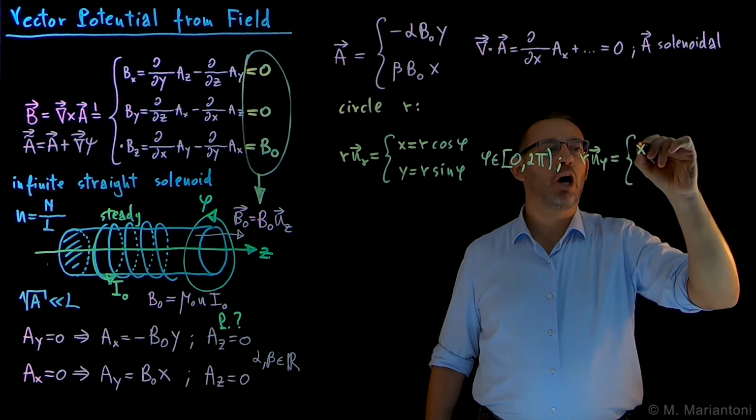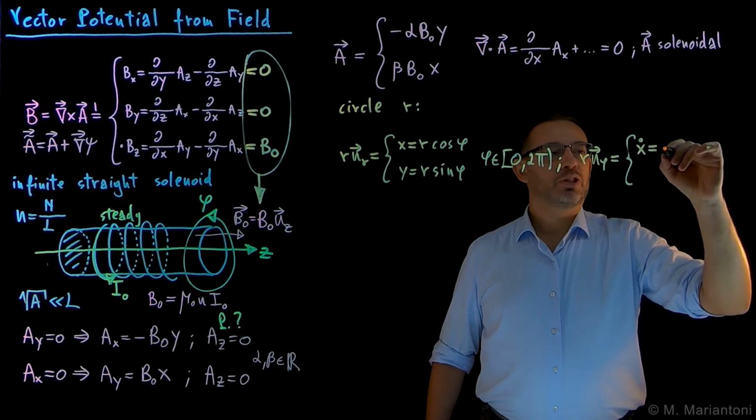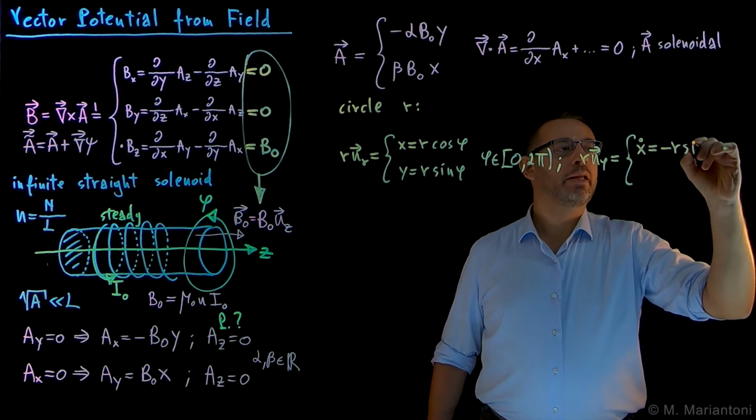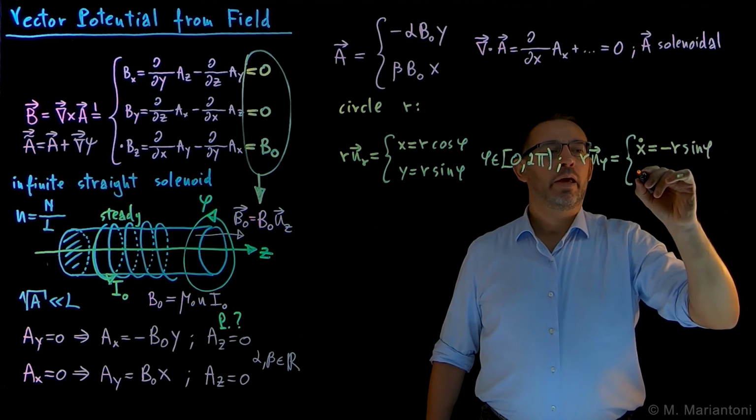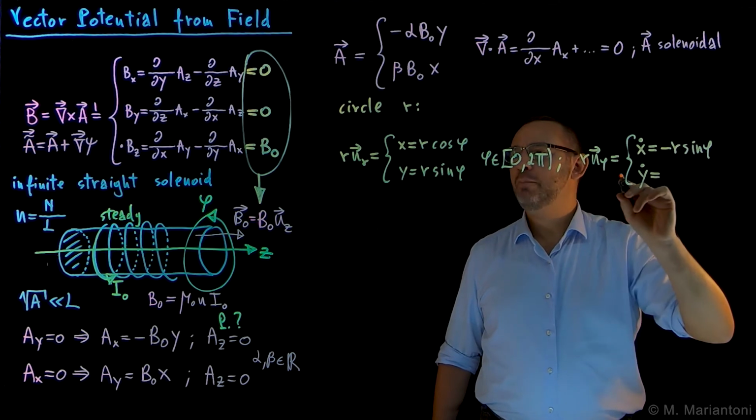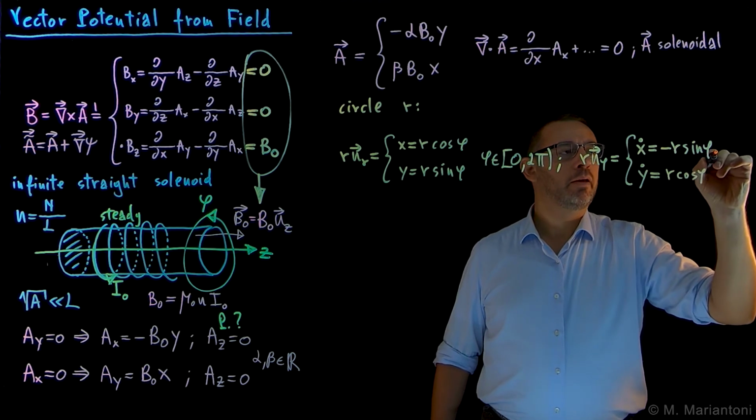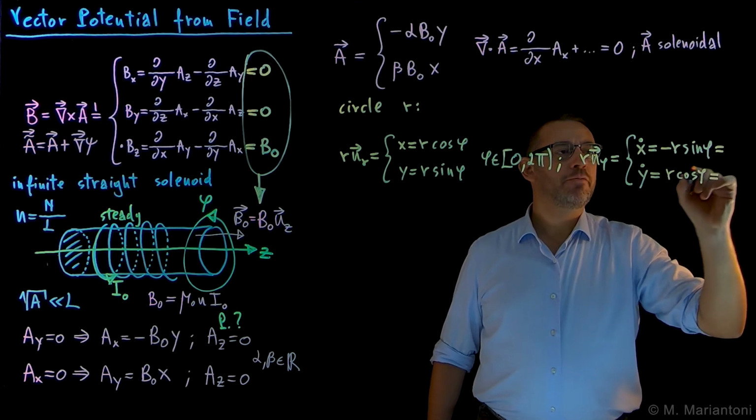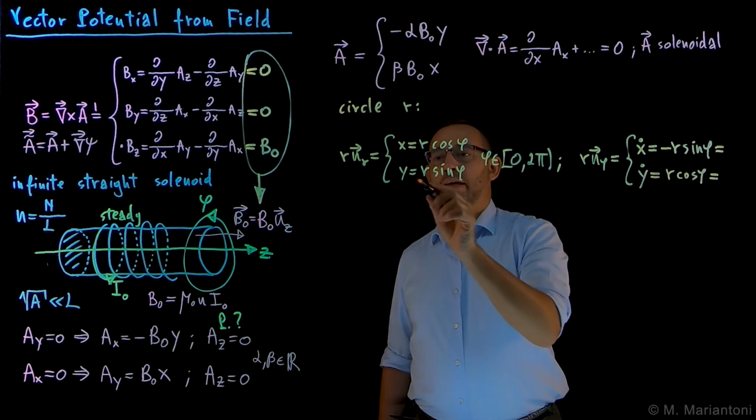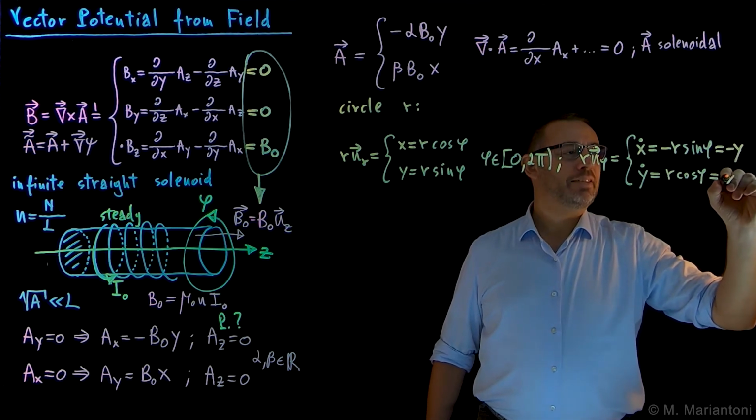It's going to be x dot, where dot means derivative with respect to phi. Derivative of cosine is minus r sine of phi. And y dot, of course, because we're trying to find the tangent, u phi. And so this one will be just r cosine of phi. Note that, interestingly enough, minus r sine of phi is minus y, whereas r cosine of phi is x.